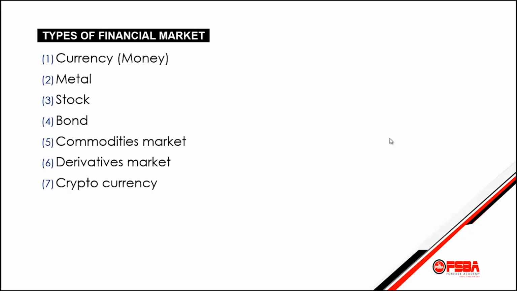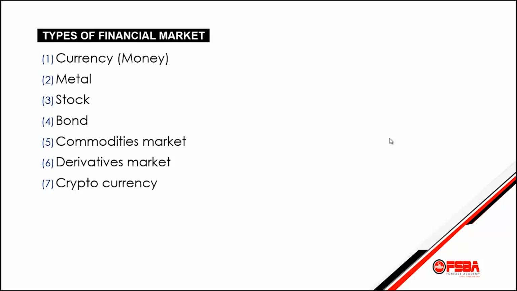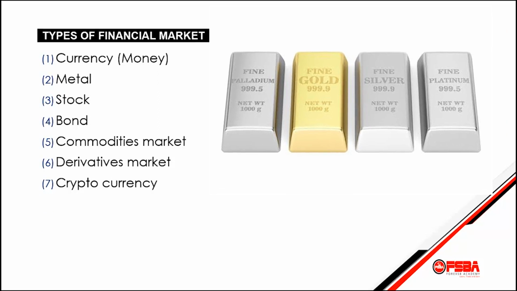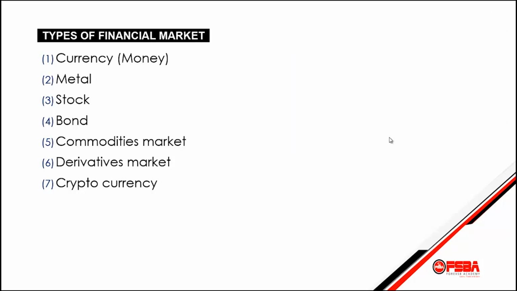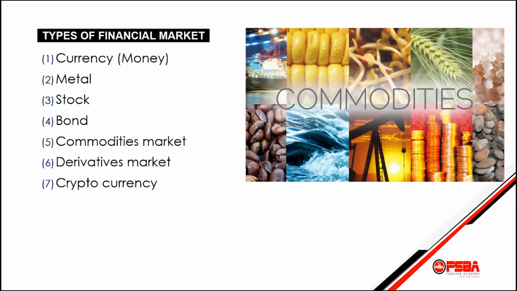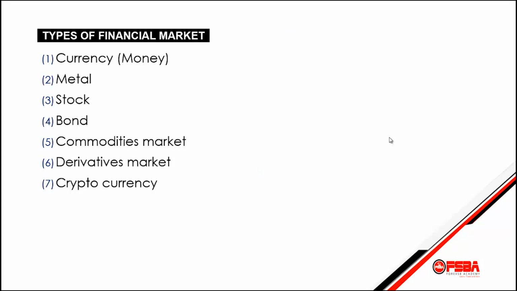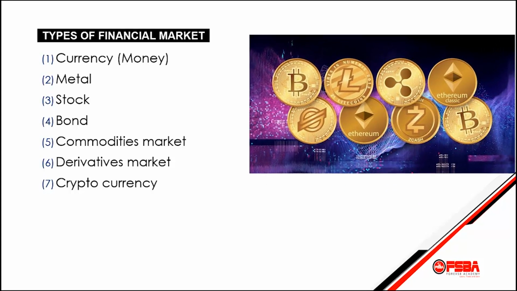These are the types of financial markets we have. We have the currency market, which is the money market. We have the metal market, which is gold, silver, platinum, and the likes. We have the stock market. We have the bond market. We have the commodities market. We have the derivatives market. And we have the cryptocurrency market, and many more.